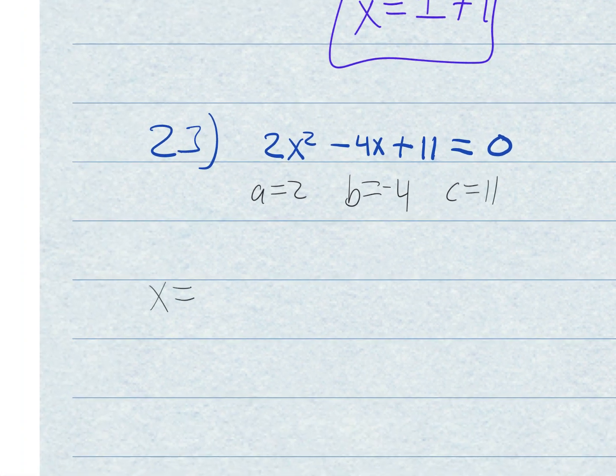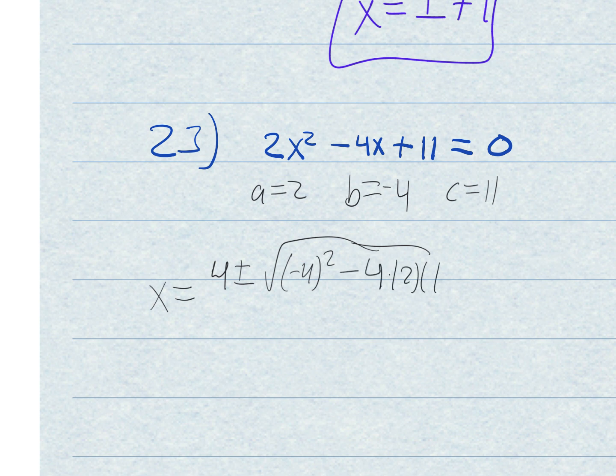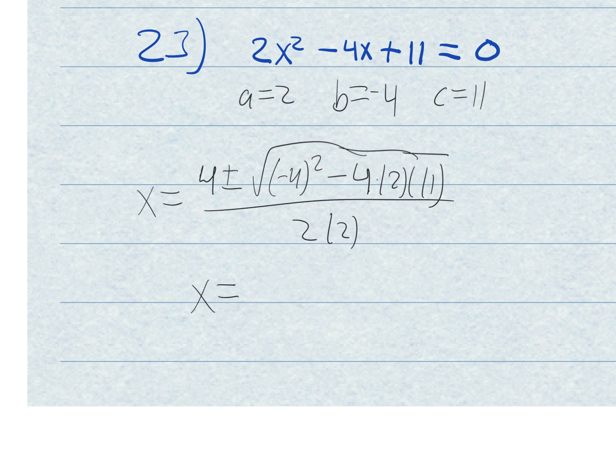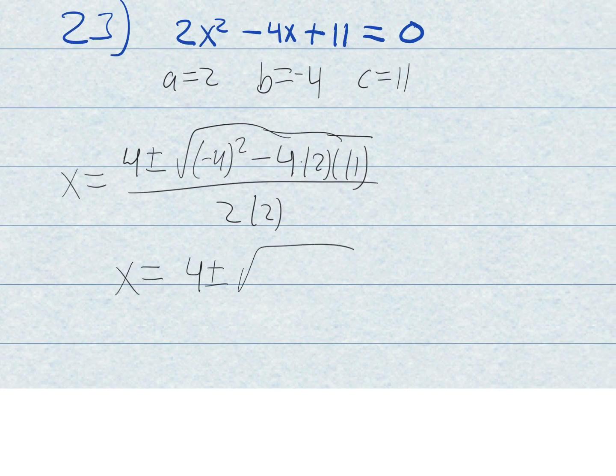All right, so x equals negative of negative 4, which is positive 4, plus or minus the square root of negative 4 squared, minus 4 times 2 times 11, all over 2 times 2. Right, so as long as you remember the formula, these shouldn't be super difficult. So we get x equals 4 plus or minus the square root of 16 minus 4 times 2, which is 8, 8 times 11 is 88, all divided by 2 times 2, which is 4.